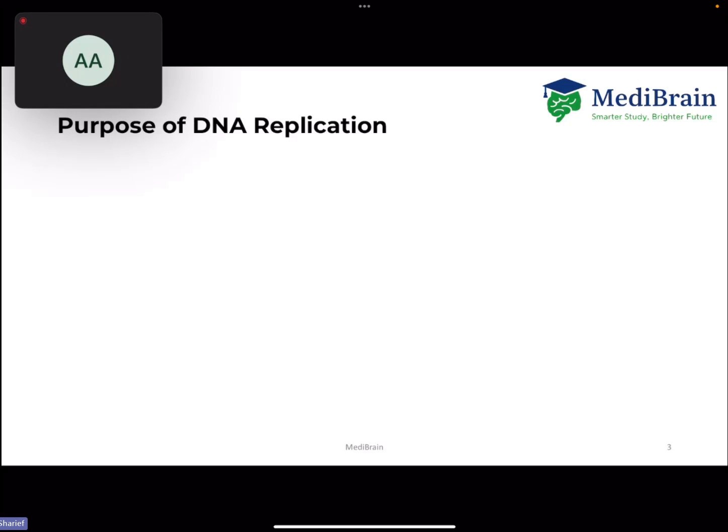If you fall down and you've lost some blood, how is the body going to replace the blood that you've lost? Your body is always constantly growing and constantly repairing itself. That's why we need DNA replication, basically.